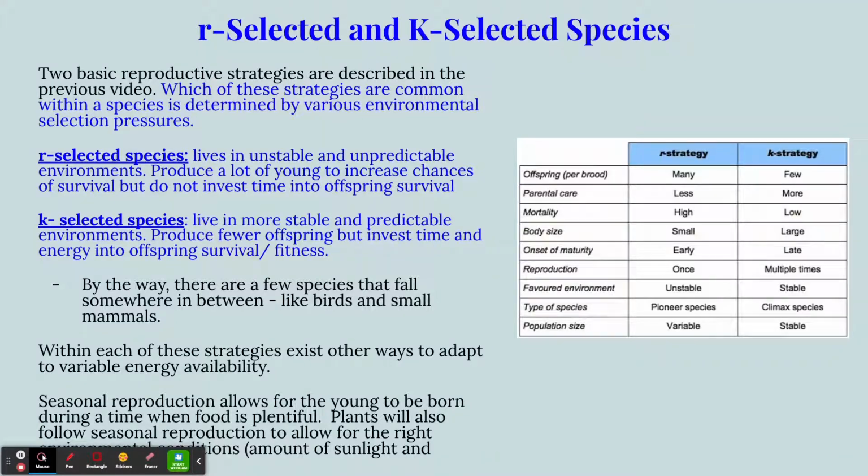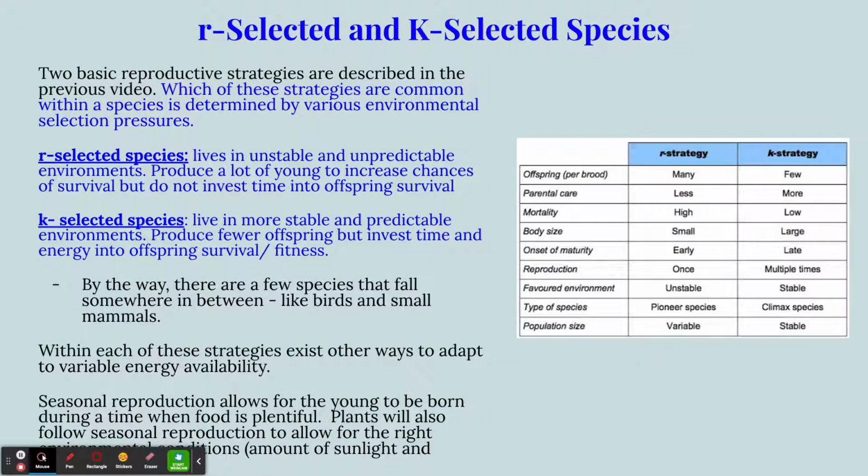So they will have mass amounts of offspring and hope that one or some survive and are able to go on and reproduce. So this has a very high juvenile mortality rate. But because they're having so many young, the chances of at least one surviving are pretty high. Also, the one that survives technically should have the best fitness because it was able to survive in this unstable, unpredictable environment, which means it's the best one to pass on its genes.